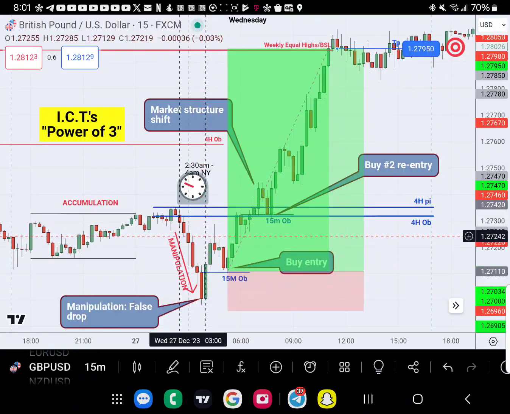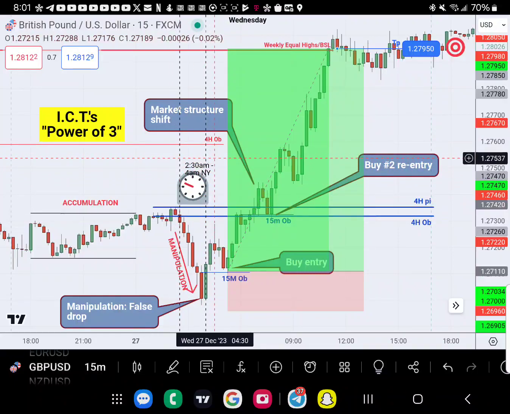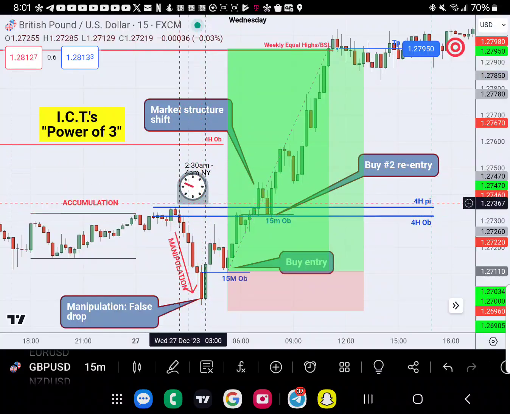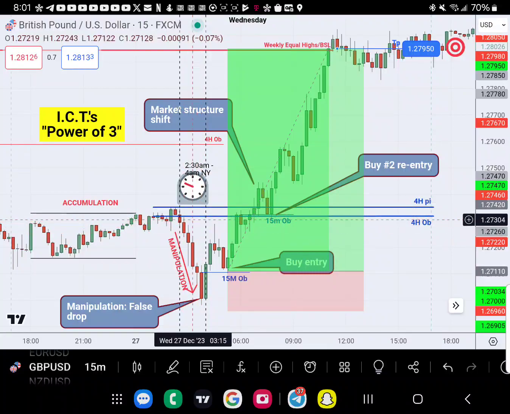And this is all happening within the I.C.T. timing theory strategy, which is from 2:30 a.m. to 4 a.m. New York time. So this whole price action begins to give us signs and signals, structure showing that there's a Power of Three in the making. So manipulation is happening to the downside within the correct time frame.